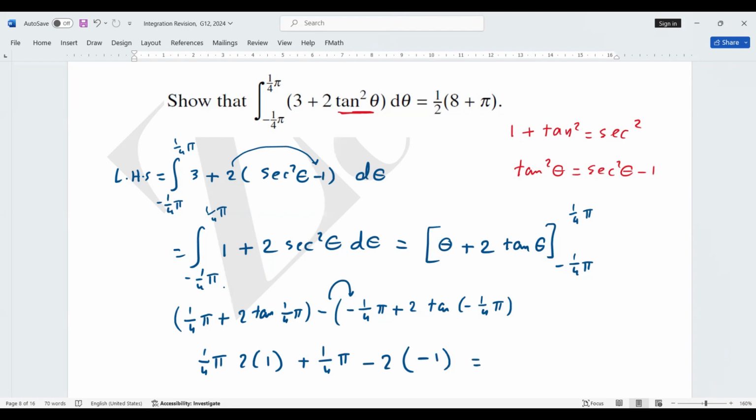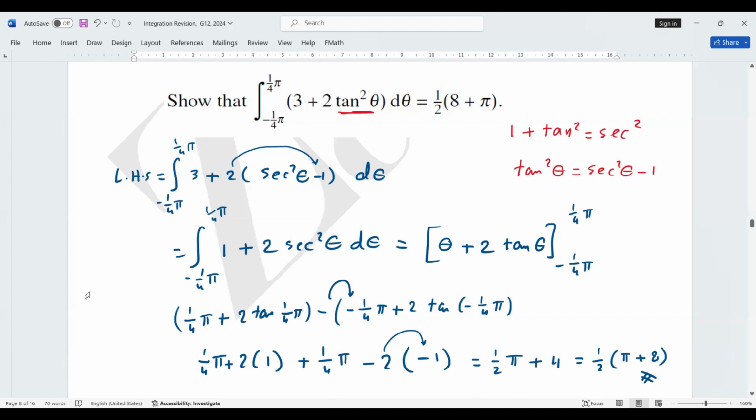Simplify. This is plus, of course. Quarter pi plus quarter pi, it's a half pi. So it's a half pi. 2 times negative 2 times negative 1, positive 2. 2 plus 2, it's 4. So it's 4. If you take half outside, 4 becomes 8. Then we take half. It will be pi plus 8. And this is required.